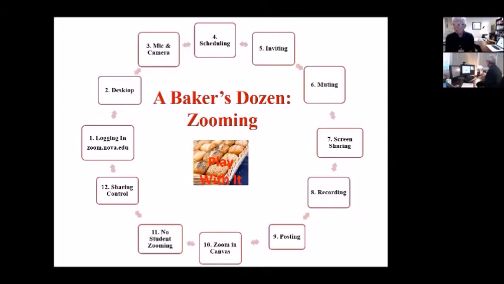Zoom in Canvas, we'll talk about how you activate Zoom in your Canvas course, so it's a permanent tab on the left-hand side. No student Zooming, but that means I don't have any students. I'm just Zooming, I'm making a recording, so I'm going to make a little tutorial. And I'm using Zoom as the recording device for my tutorial. Sharing control, how you can let other people be the moderators, which is a pretty powerful aspect of this whole thing. And then as it says in the middle, how do you learn how to use Zoom?